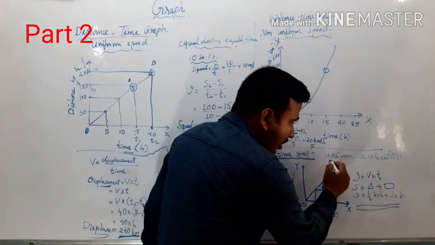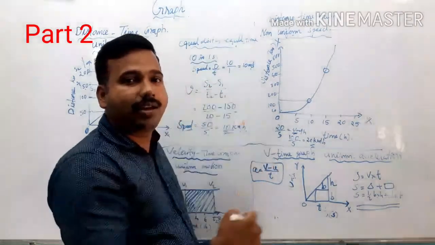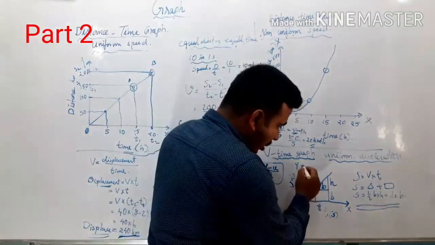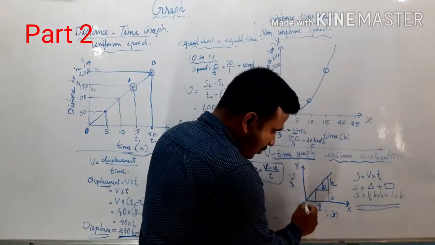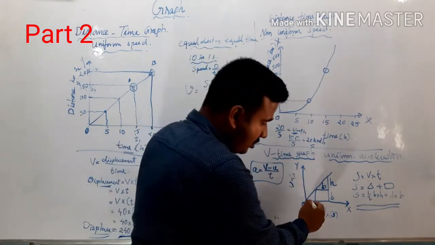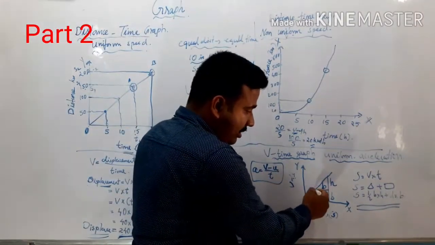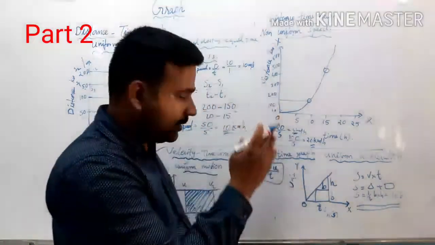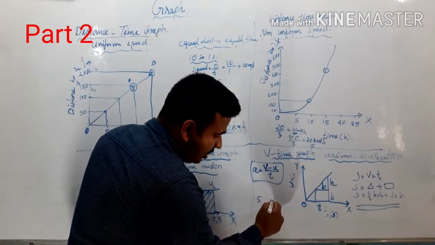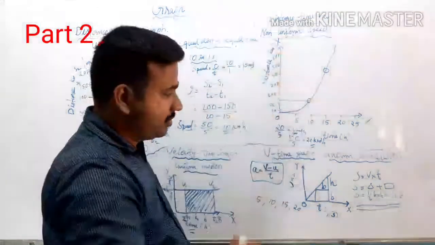So if an object is moving with uniform acceleration, its speed will increase continuously after a regular interval of time. As you can see here, at the start of the journey, the object is moving from the origin with 0 meter per second, the speed is 0, then slowly it increases its speed continuously. Say 5 meter per second, then 10 meter per second, then 15, then 20. So it increases just like this.